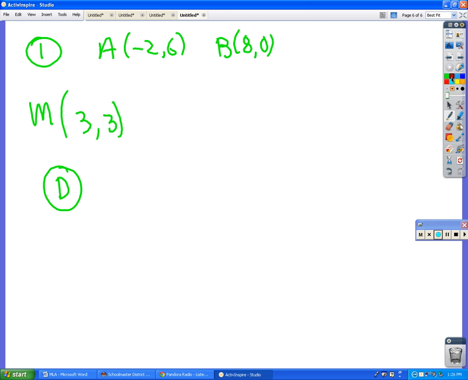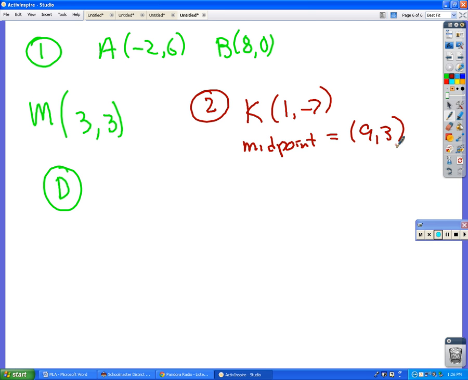Okay, and then number 2, you have to go backwards. It tells you that one endpoint is 1, -7, and then it says the midpoint is 9, 3, and you need to find the coordinates of the point on the other side of the segment. So how far is 9 from 1? 8. So since that's in the middle, we have to go 8 more to get to the other one. Where would I end up then?